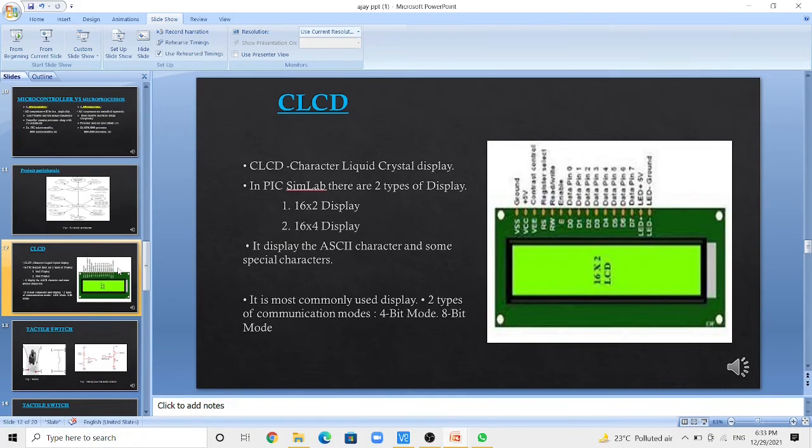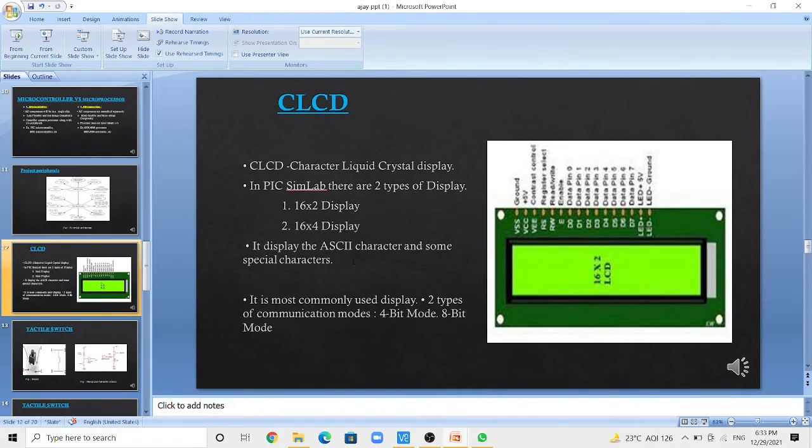Then go to CLCD. CLCD stands for Character Liquid Crystal Display. In the PIC lab, there are two types of displays. You know that, I hope. One is a 16x2 display and the other is a 16x4 display. They display ASCII characters and also some special characters.